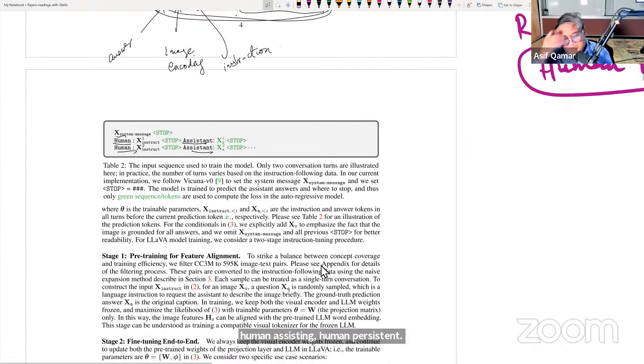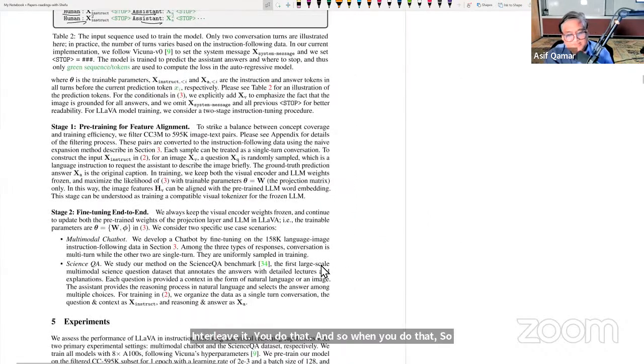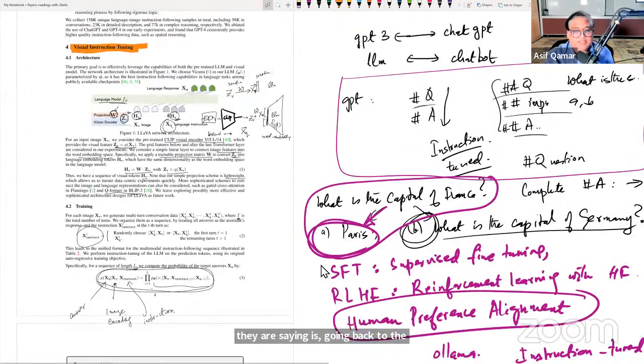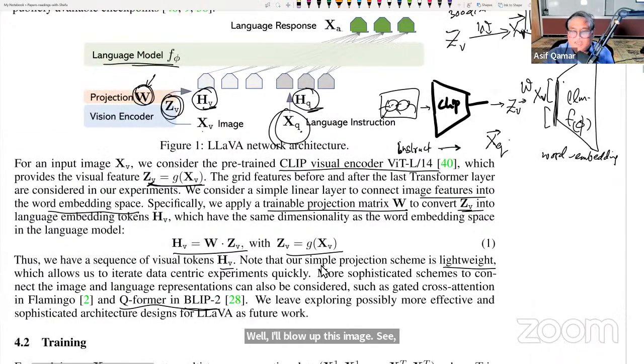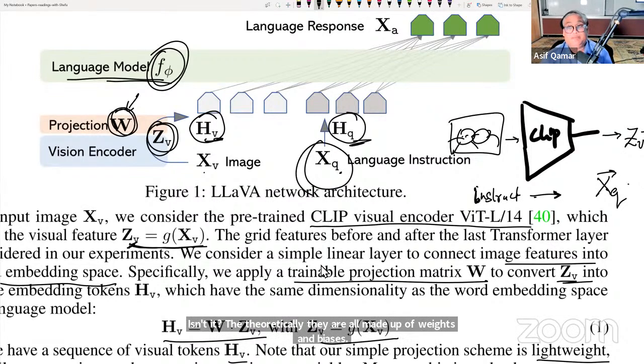And so when you do that, the way they train it is in 2 stages. It's interesting that they train it in 2 stages. Going back to the image, I'll blow up this image. What are the 3 things that can be trained? What are the 3 animals in the zoo? There is the visual encoder, the CLIP. There is the projection matrix W, and there is the LLM itself, the language model itself. Isn't it? Theoretically, they are all made up of weights and biases. So theoretically, all of them could be trainable.